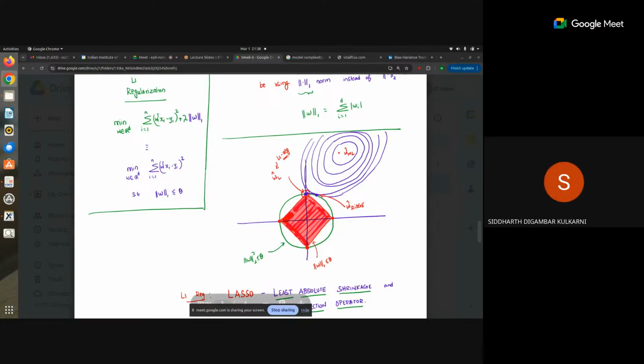In Lasso, we are always talking about the square here, the rhombus. The ellipse will always touch at the corners only. It will touch at least one of the features, definitely. It will always touch at the corners only. If it is not touching here, what does it mean?